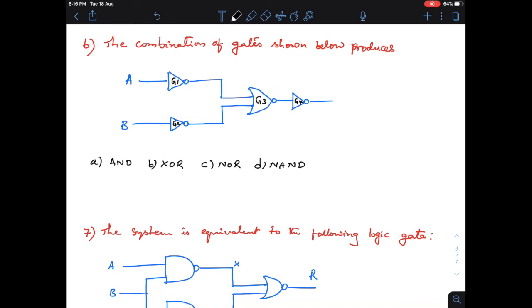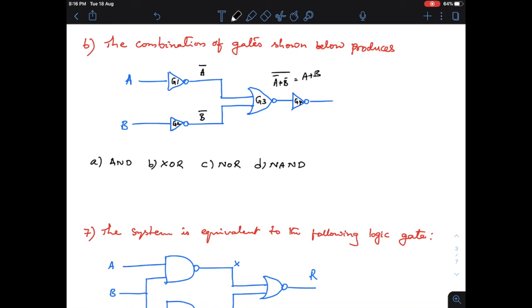So what will be the output of this? A bar. What will be the output of this? B bar. Now A bar and B bar are the inputs to the NOR gate. So for the NOR gate, what is the output? A bar plus B bar, whole bar. It is a NOR gate, that means an OR gate followed by NOT. So A bar plus B bar is for OR, NOT is bar again. So A bar plus B bar bar, and that will be equal to A plus B.